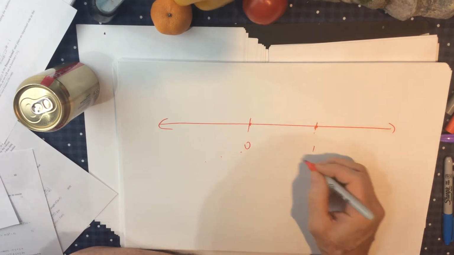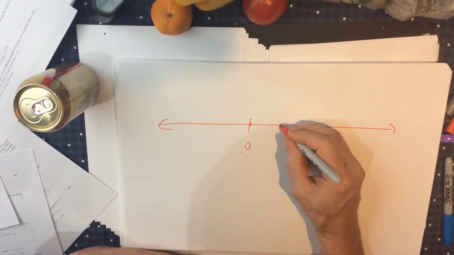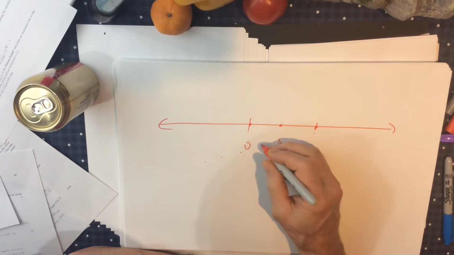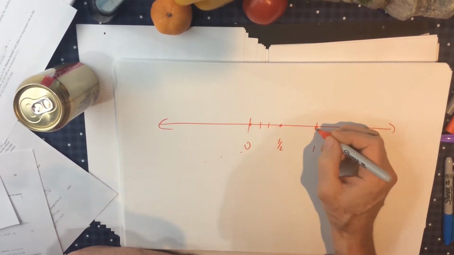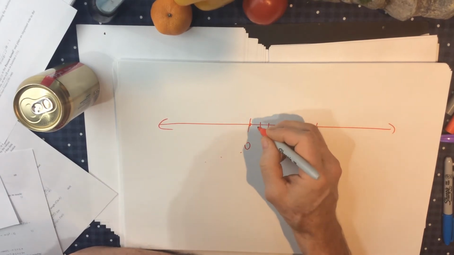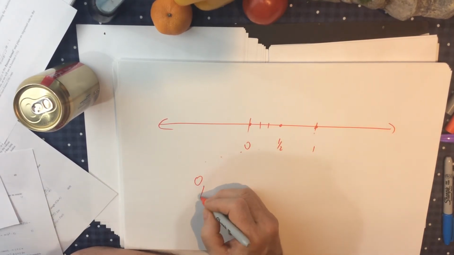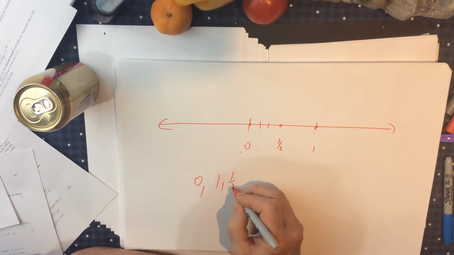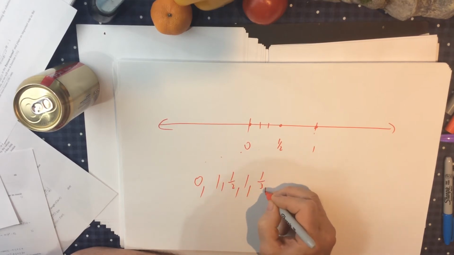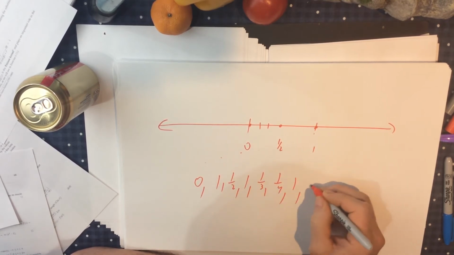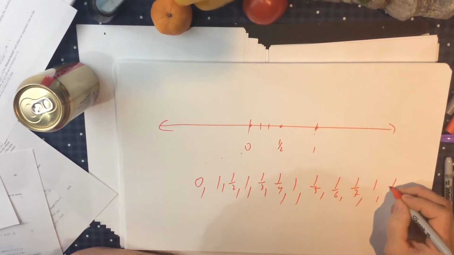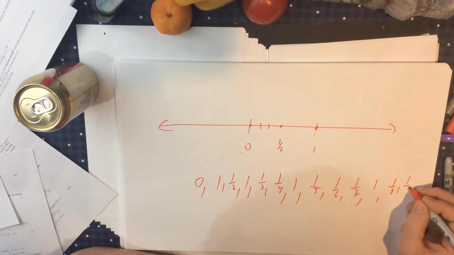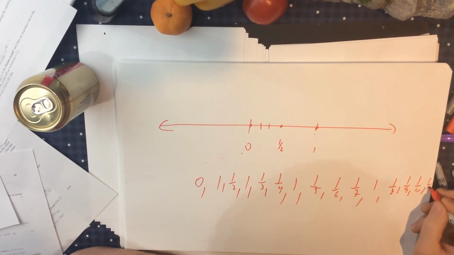Then it's going to come back to a half, then it's going to go to 1, then it's going to go a third and a fourth and go to 1, then it's going to go a fourth and a fifth and a sixth. So it's going to start at 0, jump to 1, 1/2, jump to 1, 1/3, 1/4, jump to 1, 1/5, 1/6, 1/7, jump to 1, 1/8, 1/9, 1/10, 1/11.